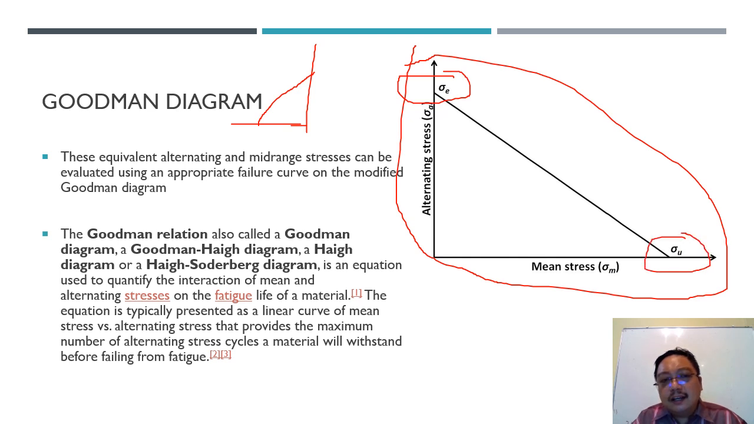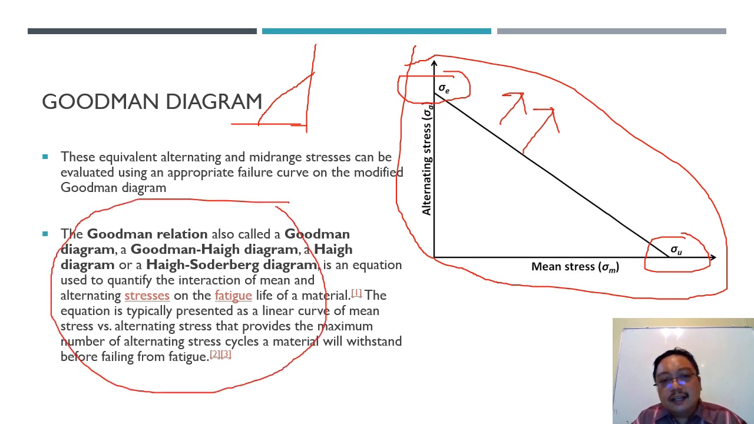According to the Goodman diagram, whatever result is beyond this line, it fails. And this is the definition of the Goodman diagram according to sources from the internet.